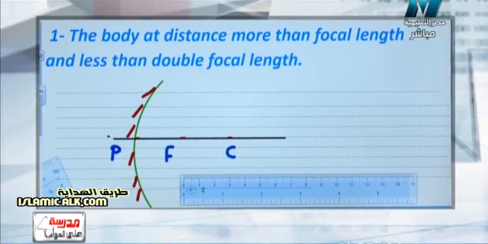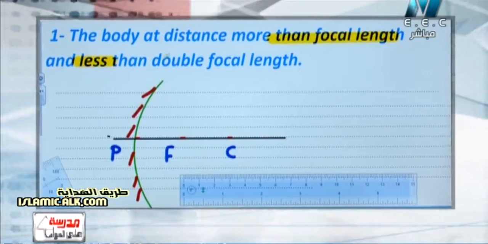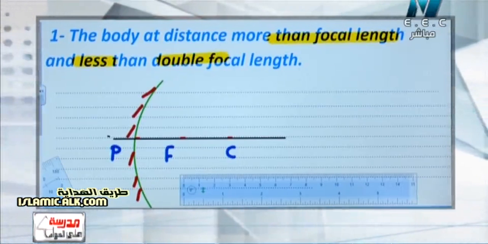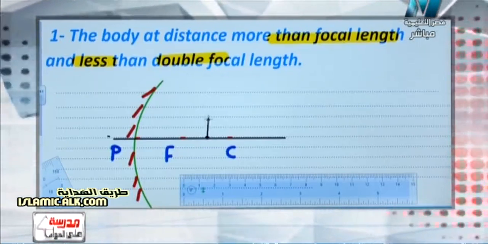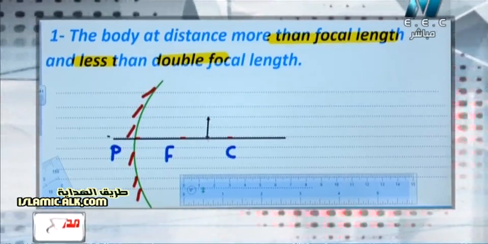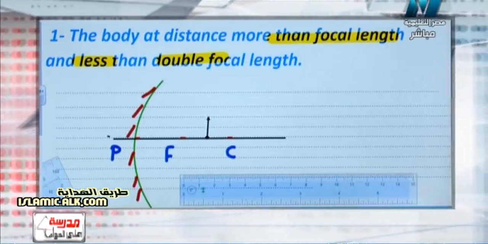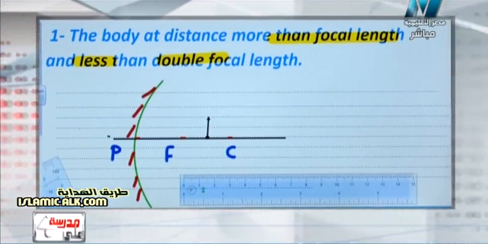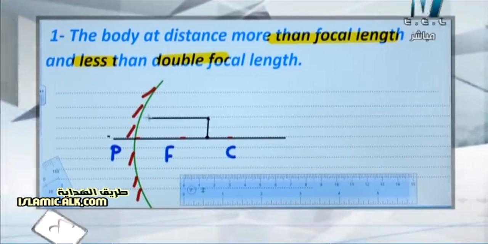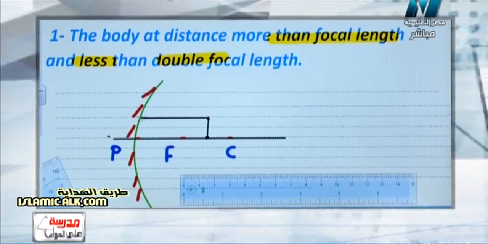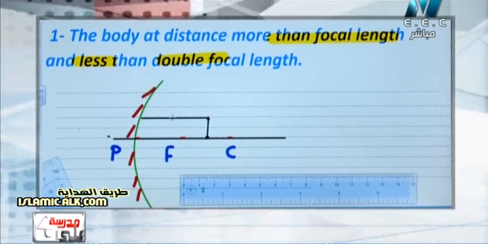So as you see here we have C, we have F, we have P, and the body at a distance more than focal length and less than double focal length. So the object here is between what and what? Between F and C. This is the object. Using the ruler, I will draw one straight line with a head as an arrow. And we will use rule number 1. If the light ray is parallel, using the ruler on the line of your classwork sheet, a straight line like that.